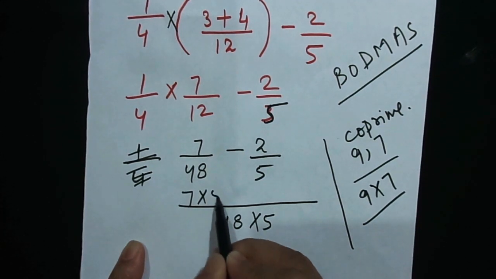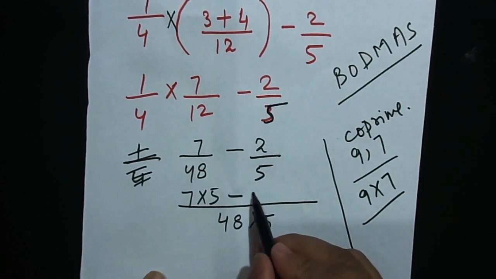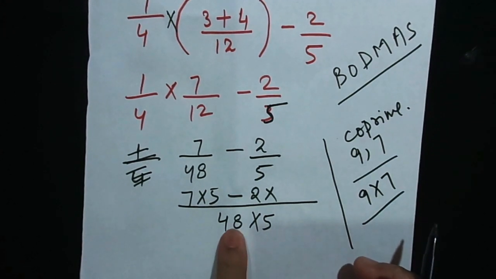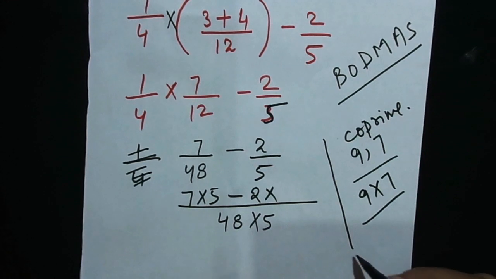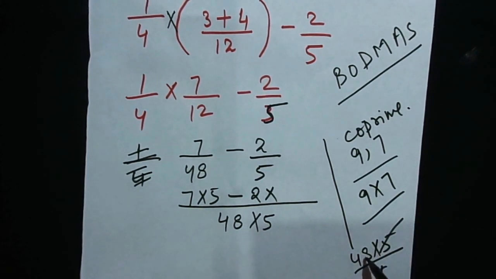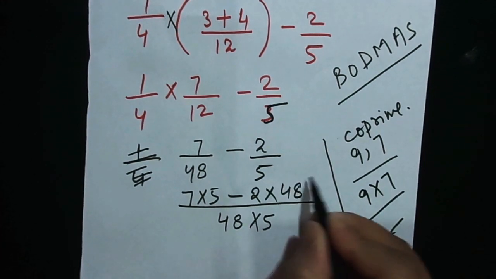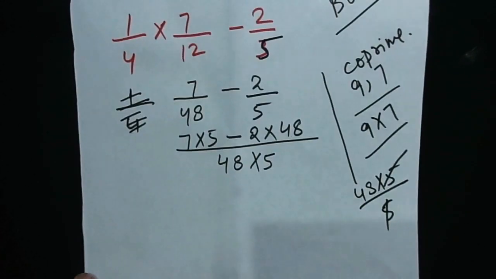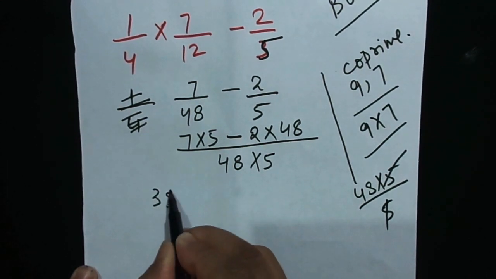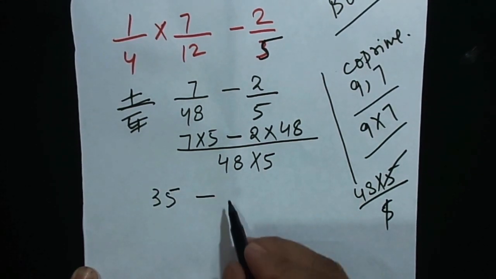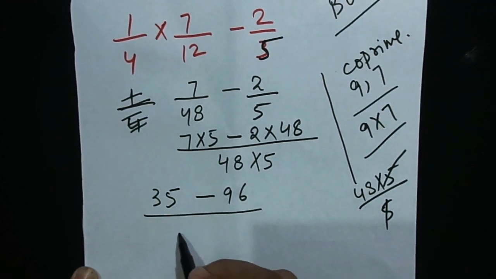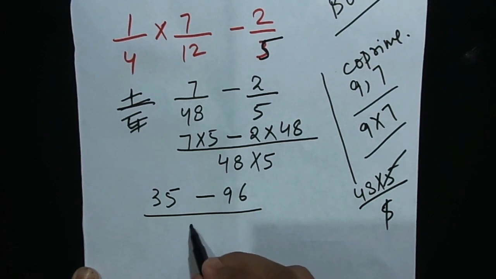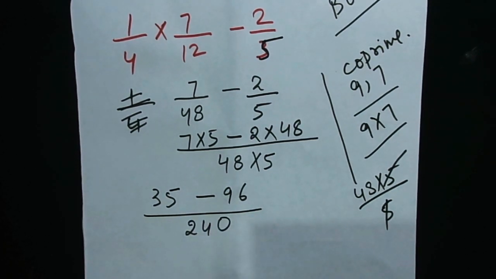How? 48 into 5 divided by 48 is equal to 5. So 7 into 5 minus 2 times 48 into 5 divided by 5. So 5 will cancel and you will get 48. Now 7 5 times 35 minus 48 2 times 96 divided by 48 into 5. When I multiply, I'll get 240.